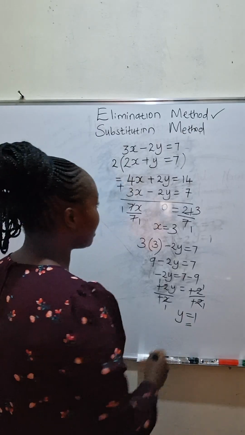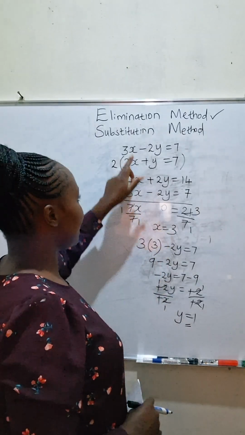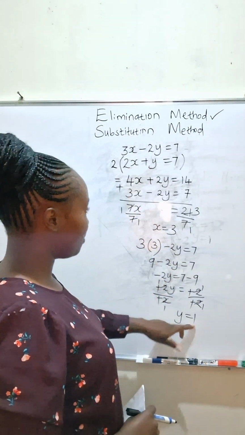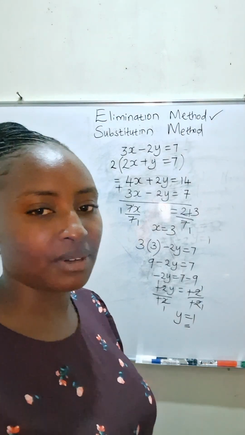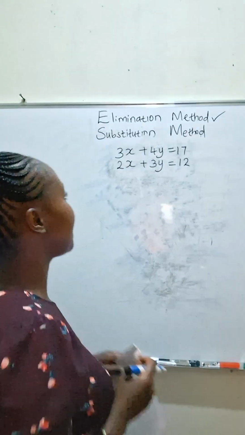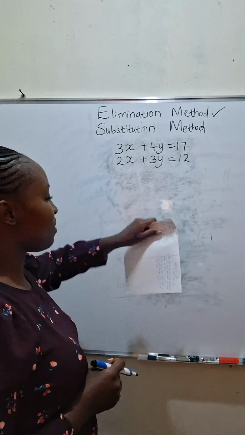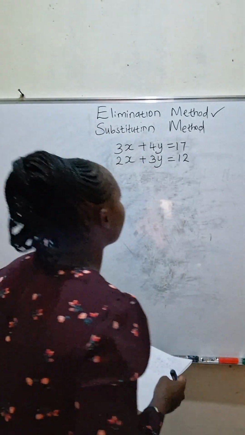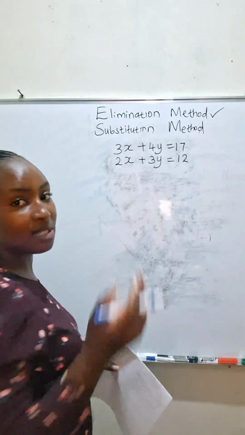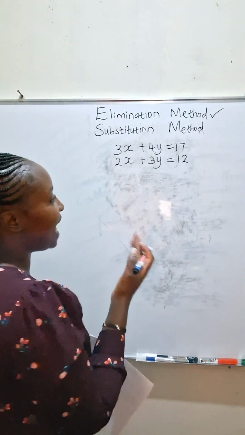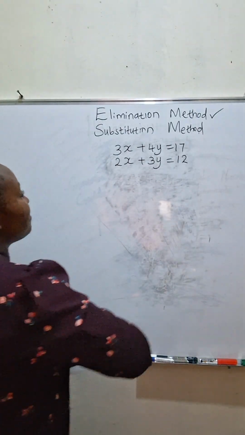If you're doubting, you can just confirm with the above equation, okay? So 3x is 9, minus 2y, which is 2, equals 7, right? Yes, that is how we do the elimination method. We have our second example: 3x plus 4y equals 17, and 2x plus 3y equals 12. We can choose to eliminate x as well, but I told you it doesn't matter. You can choose to eliminate either, okay? In this case, let's just eliminate y.